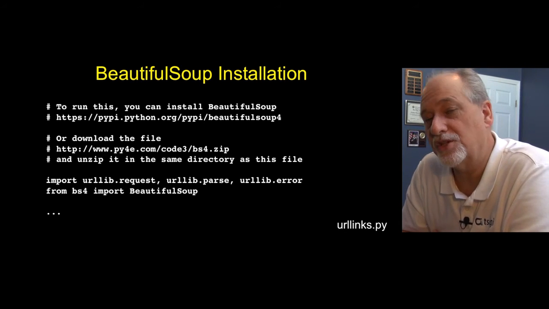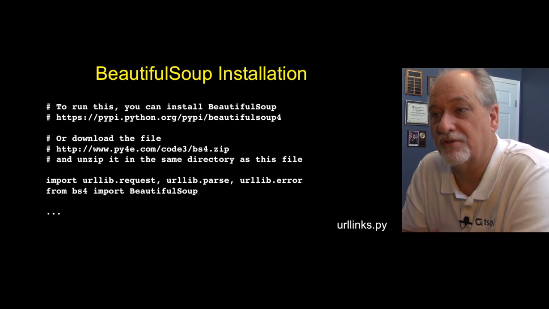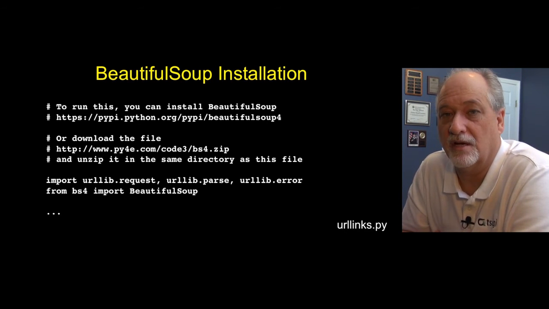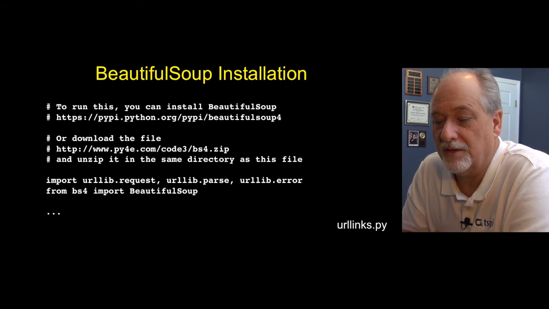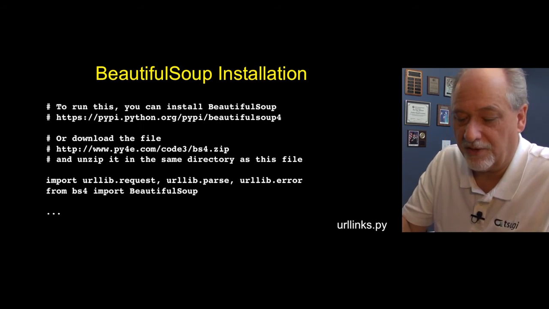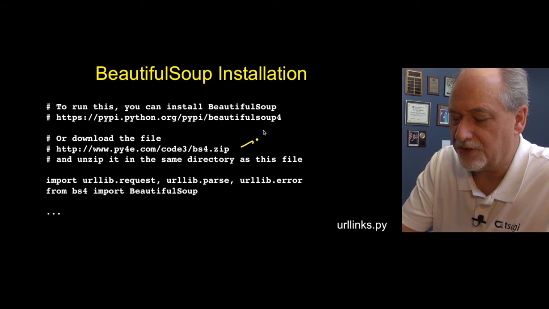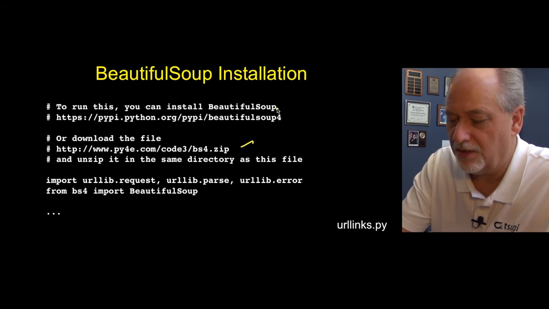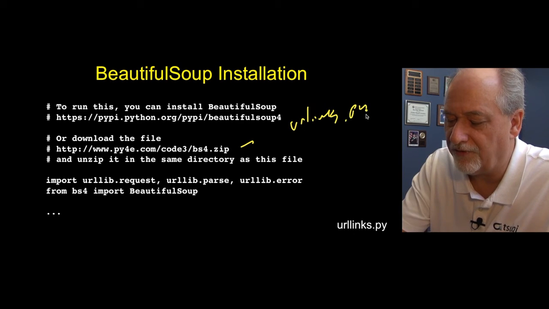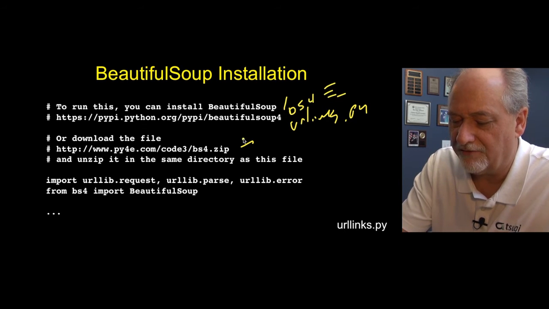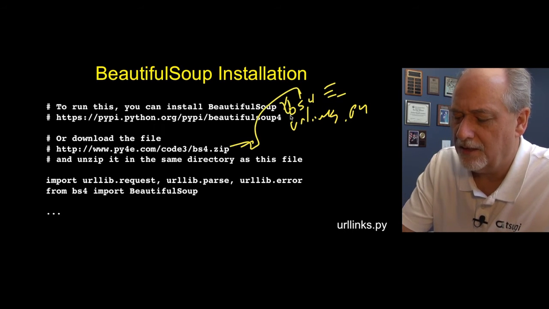If you can't change your computer's configuration because you're on a school computer or you're using a USB stick or something, then there's a way to download this file that I've created called bs4.zip. And so what you do is you end up with your file called URL links.py, and then a little folder called bs4, which is a folder that has a bunch of files in it from this zip file. And then you can run it.